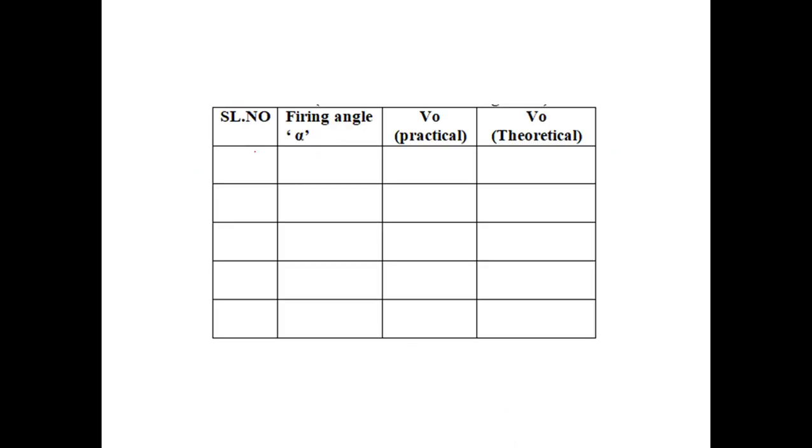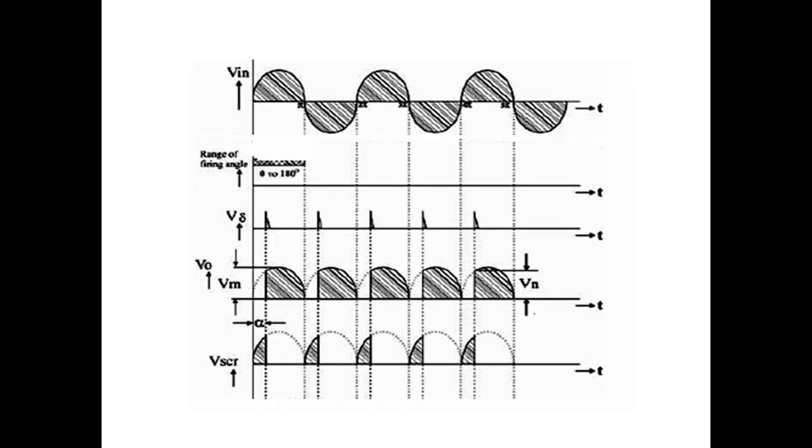So this is the tabular column: serial number, firing angle alpha, V0 practical. V0 practical will be observed from the CRO, and V0 theoretical will be calculated using the formula. Now these are the waveforms which will be seen in the CRO.